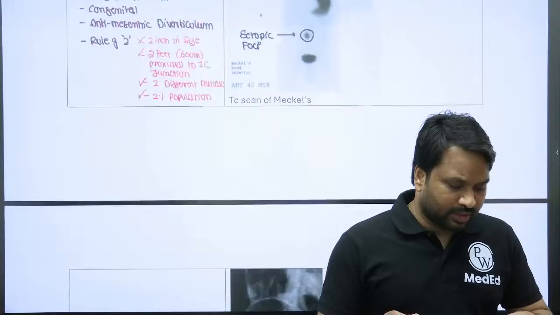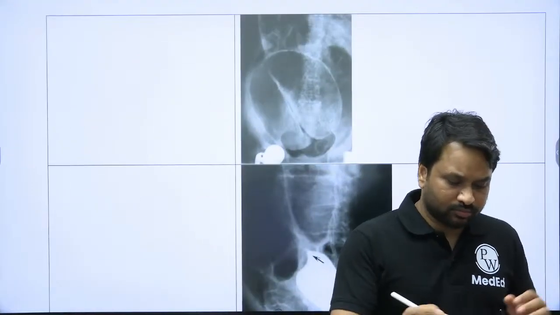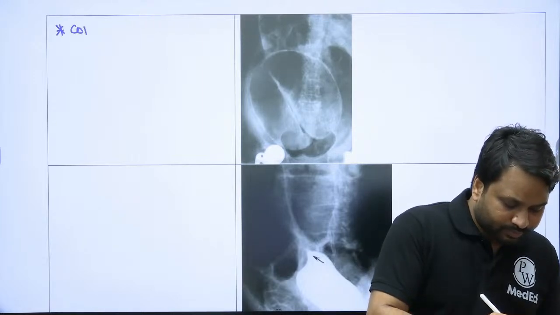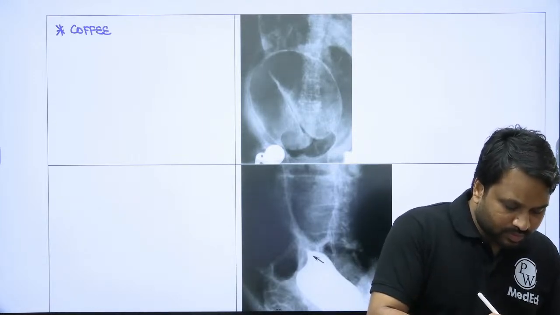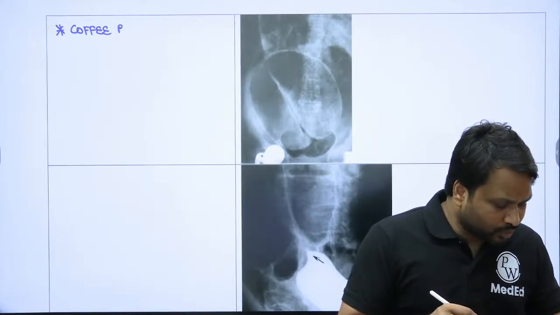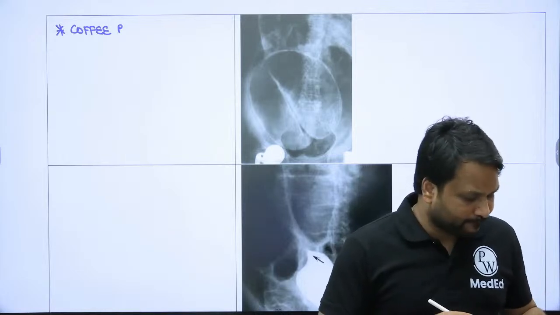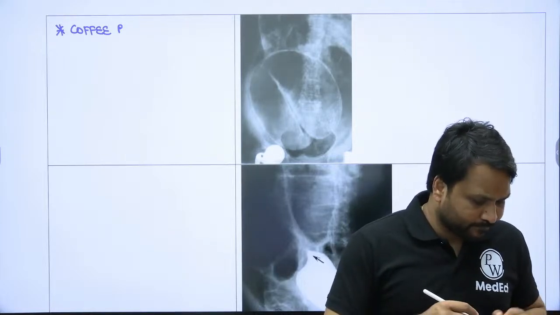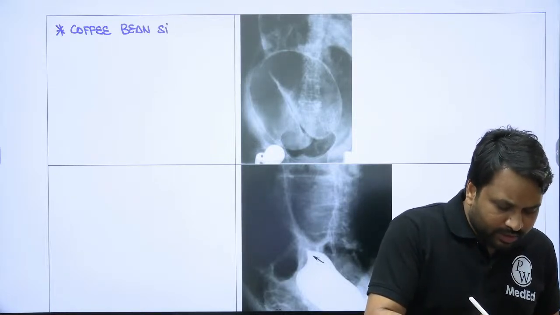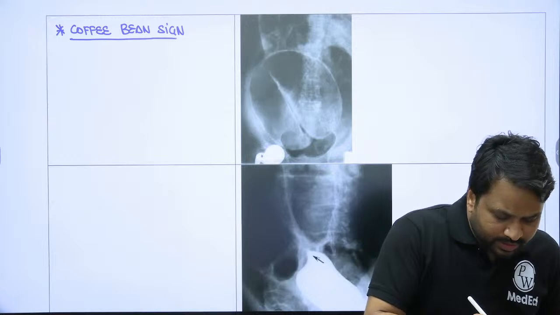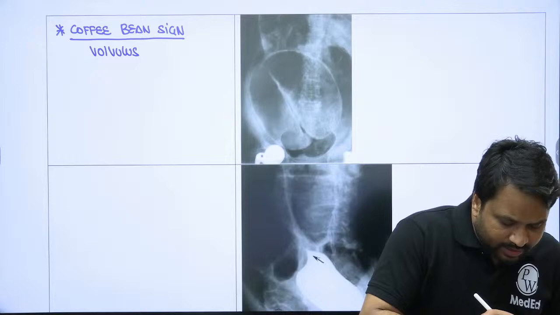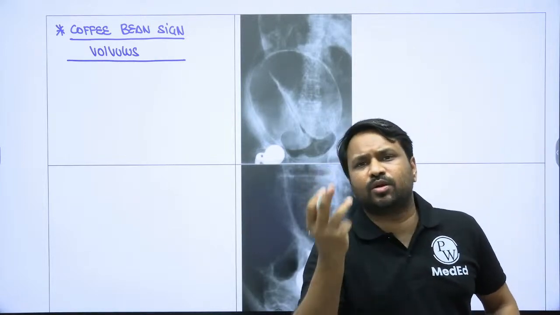Now, another image that you will see is here on a classical X-ray. This is what we call the classical coffee bean. So far so good, guys. Quick feedback on the chat box. Now, when I say a coffee bean sign, I hope everybody knows it is associated with volvulus, where a loop of intestine rotates around its own axis, right?